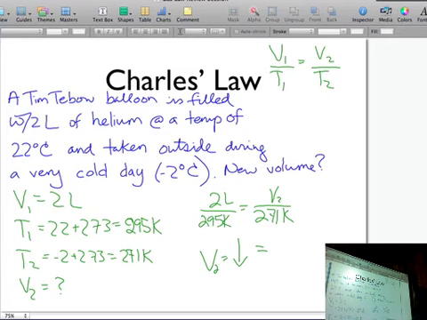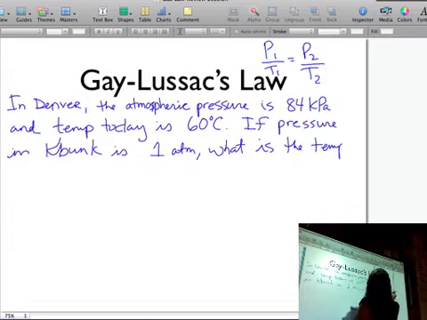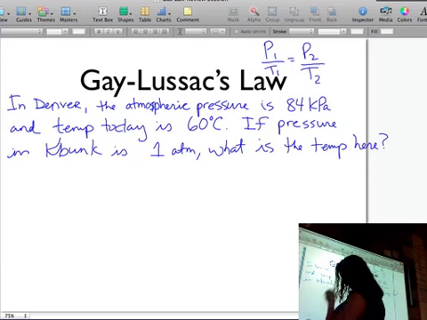I'm gonna cross multiply. Bam, bam. 2 times 271 divided by 295, and I get a volume of 1.84 liters. We're good. Everybody agree with that? Yep. Looks good. Yeah, I agree. I got that one. Okay. You guys can handle this one.